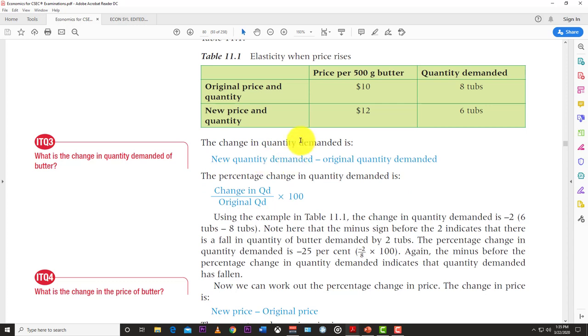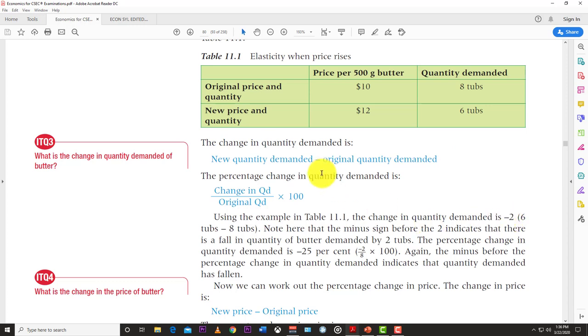So you have the new quantity demanded minus the original quantity demanded: the new quantity, which is 6, minus the original quantity, which is 8. The 6 goes here, the 8 goes here. You do the math and you should end up with negative 2. The negative just indicates that the price went up and the demand fell. The change in quantity demanded fell by 2. So that's what the negative is all about. That's one part; you already found the change in quantity demanded. It is the 6, the new quantity, minus the 8, the old quantity, and so you get negative 2.